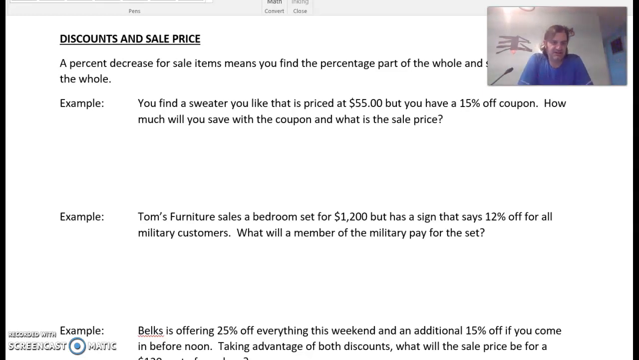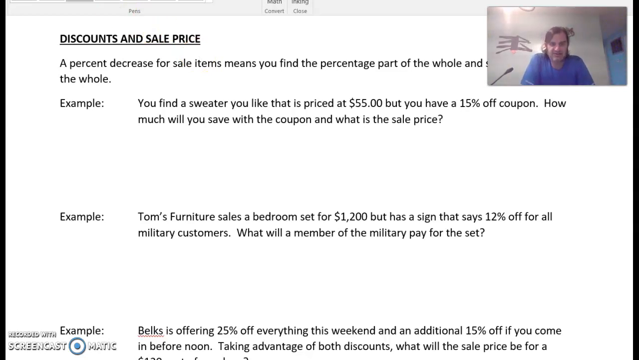So here we got the topic of discounts and sell prices. Generally, if you get a discount or something is on sale, it takes it off of the total price. So that's a subtraction. We're going to have to find a percentage amount of the total or the original price and subtract it off. So let's see what we've got here.